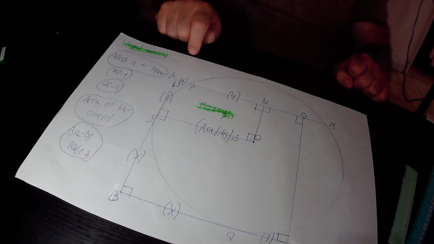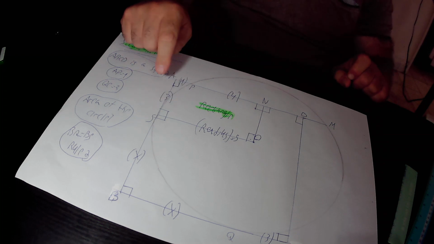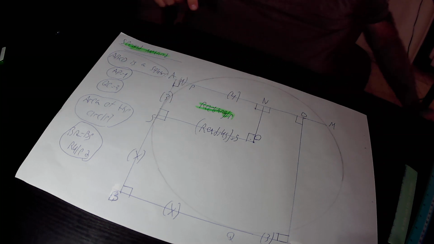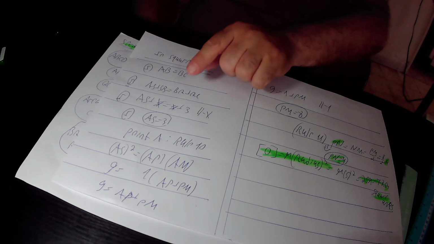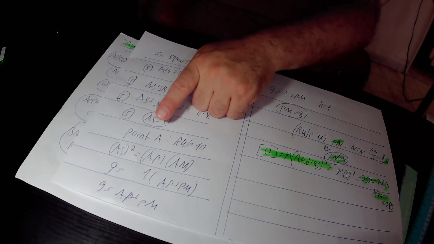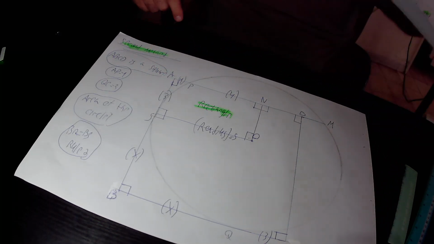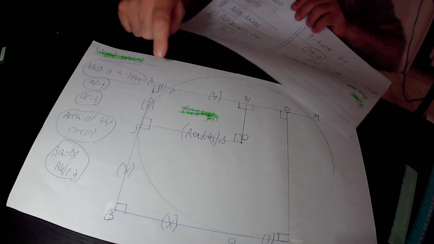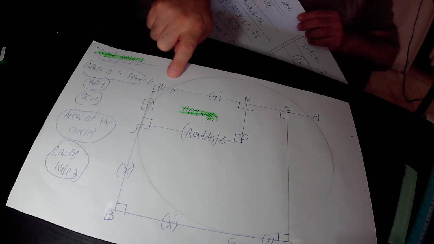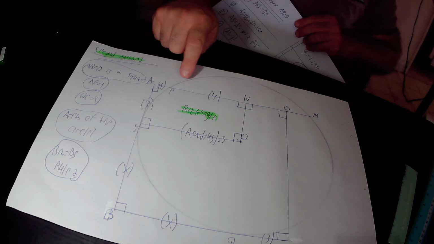According to Rule 10, the following equation is true, that AS squared equals AP times AM. AS is 3, therefore AS squared is 3 squared, that is 9, and it is equal to AP times AM. AM in total is AP plus PM.